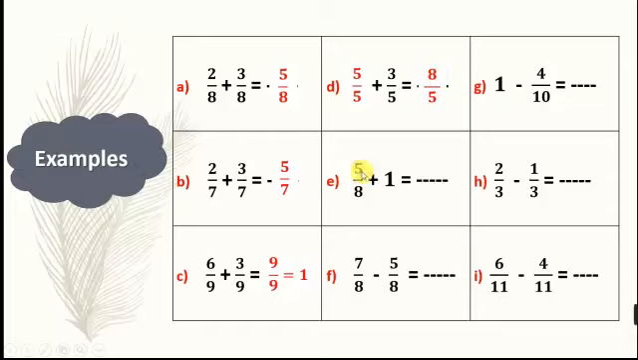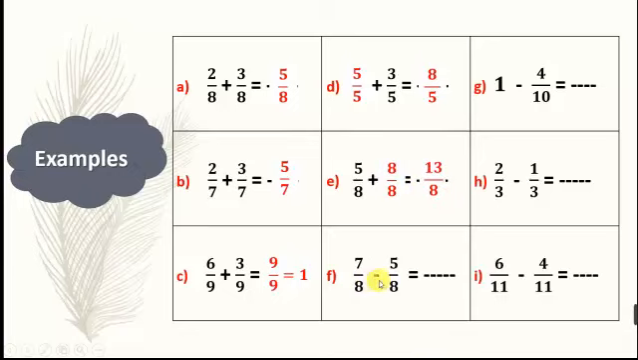Okay, next one, 5 eighths plus 1. Again, instead of 1, which fraction do we write? Excellent, 8 over 8. Why? To get the same denominator. Instead of 1, we write 8 over 8. Then keep the denominator without any change. 5 plus 8 equals 13, so it will be 13 over 8.